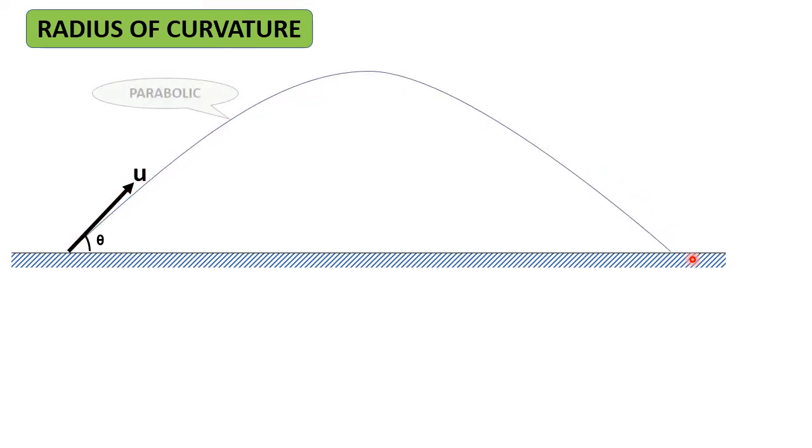We have to understand the concept of radius of curvature in projectile motion. Suppose that from the ground, a particle is thrown with initial velocity u at an angle theta with the horizontal. Then that particle will follow a parabolic path and land on the ground. We know that this is a projectile motion and the path is parabolic. Now, the initial velocity can be resolved into components u cos theta and u sin theta.